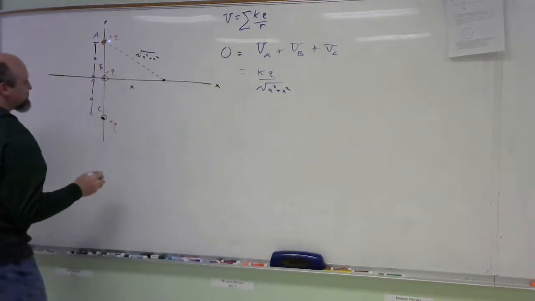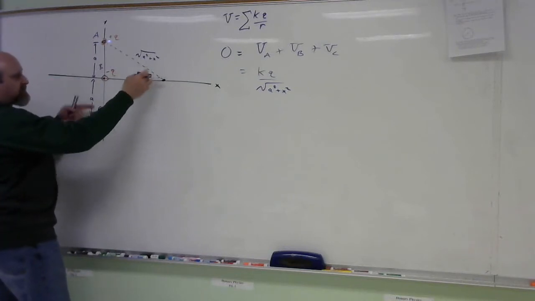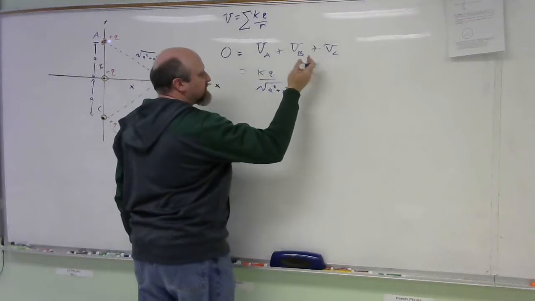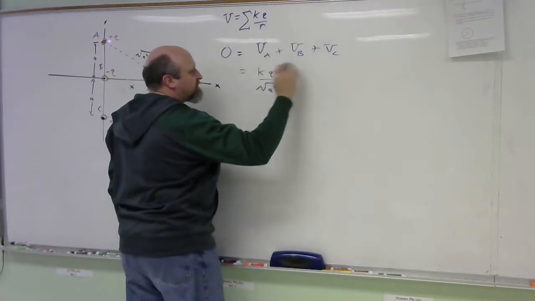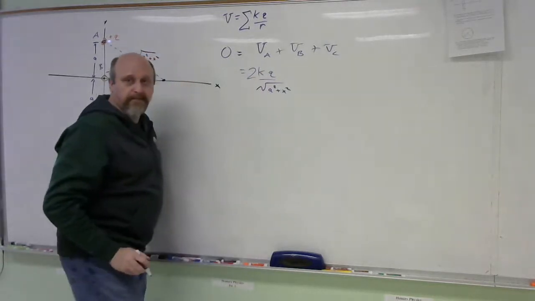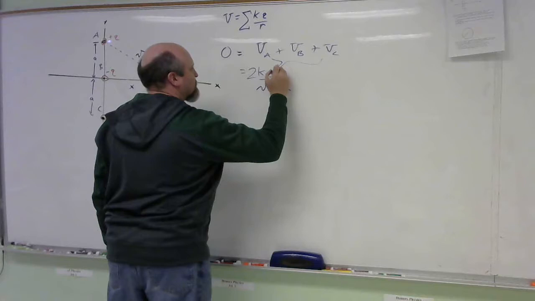I notice by symmetry, this is going to be the same, right? It's the same distance, yeah? Okay, it's the same charge. So VA and VC together is just going to be double that. And then what's the V from B? So these two give me that.